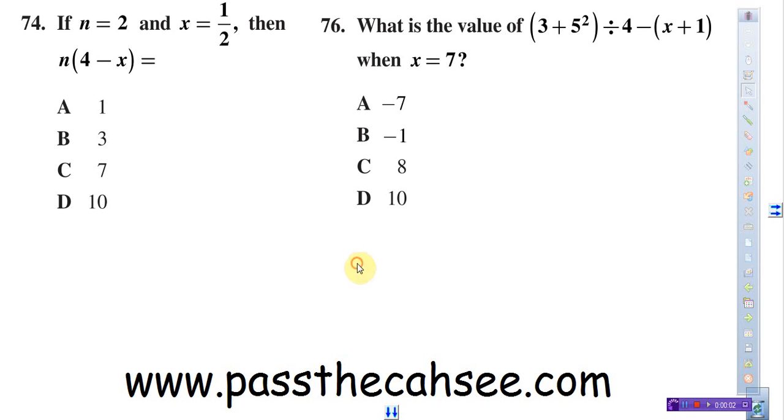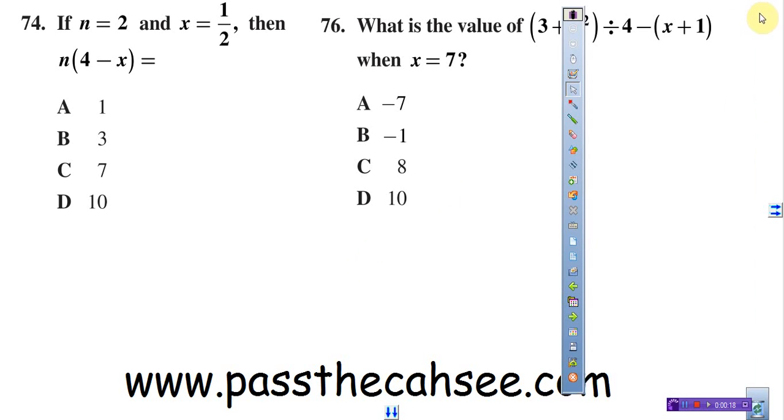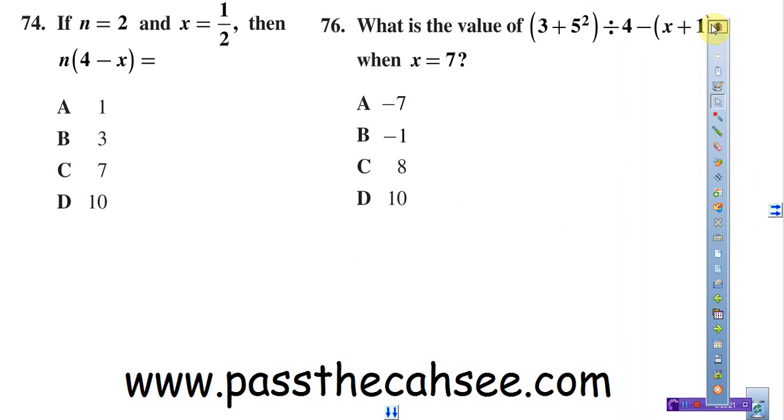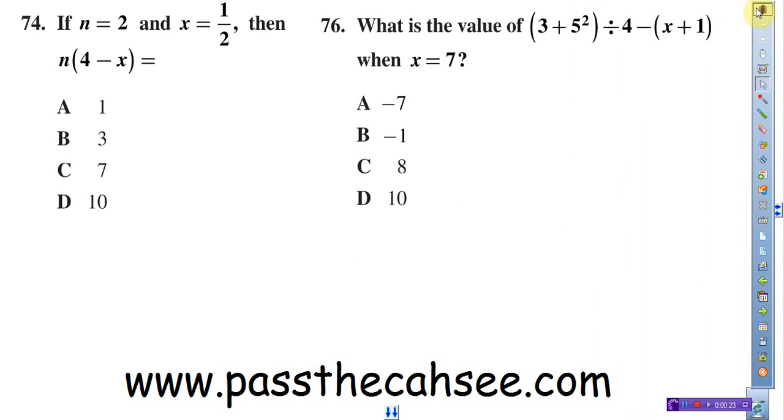Hello again. We're here at PassTheCAHSEE.com and wanted to go over probably the best strategy that I can offer, especially with the exam coming up so soon. You need one last little bit to get you over the hump, maybe get you to pass by just a few points if you're on the border here.